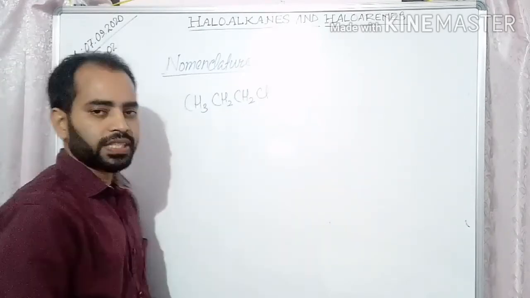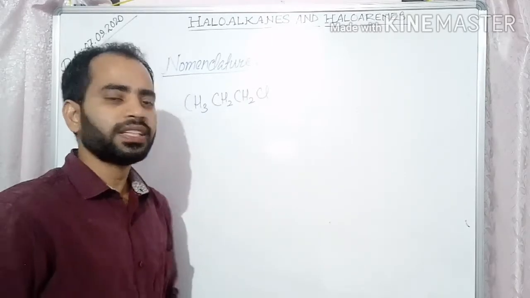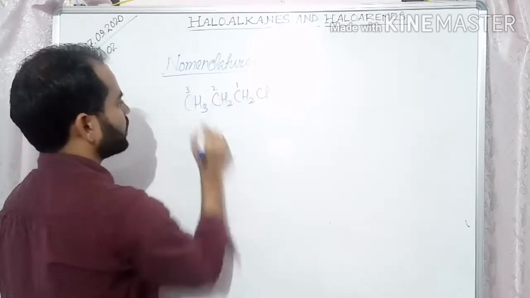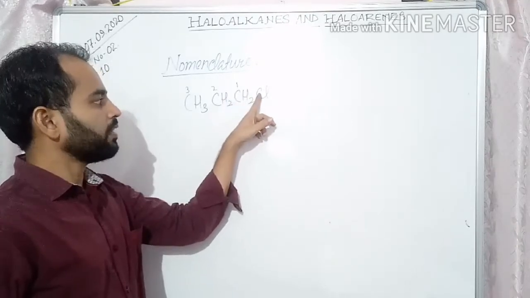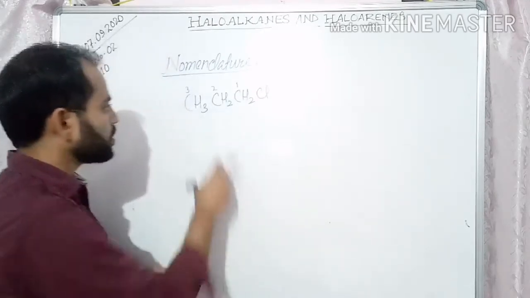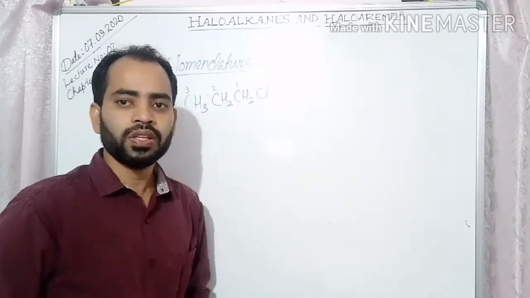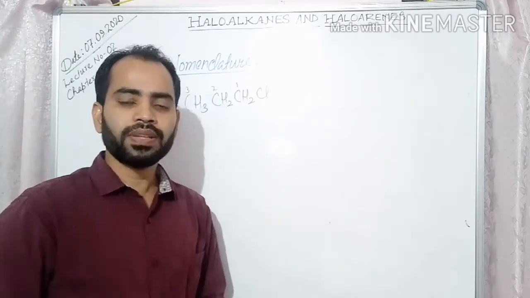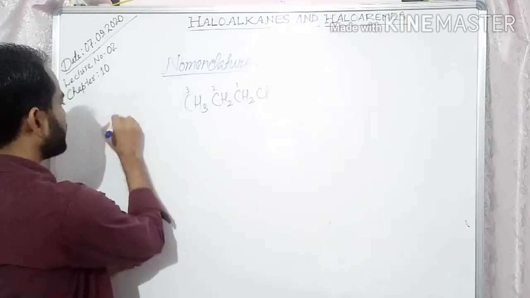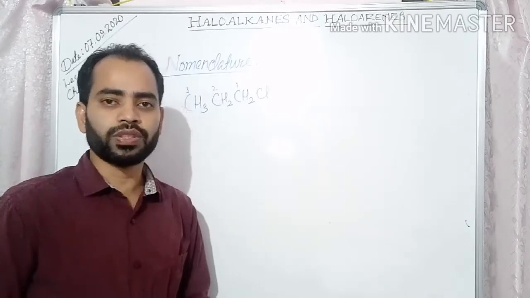Numbering starts in such a way that the halogen group or the functional group gets the lowest number. That means 1, 2 and 3. By doing so, the carbon containing the halogen gets the lowest number. From here we can see there are 3 carbons. In naming there are 2 types of name, one is called the common name and one is the IUPAC naming. IUPAC is the International Union for Pure and Applied Chemistry.